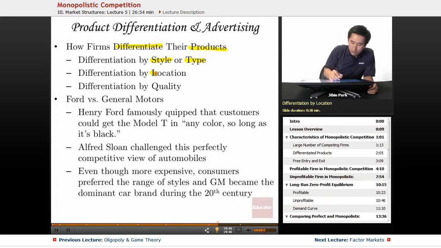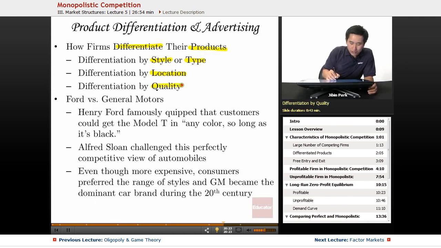Also, differentiation by location. So even gas stations are selling similar, if not identical, products, but even two gas stations might charge different prices. If they're right across the street from each other, well, one consumer may have to make a U-turn in order to get into that gas station, and that's a differentiated product right there. So not only are Unocal and Chevron different by the style and type of consumer and branding that they're going after, but they're located differently as well, in different places here.